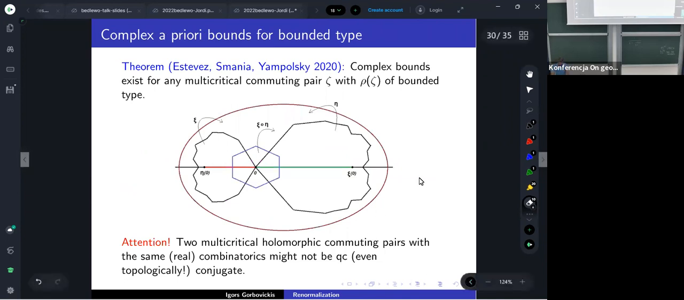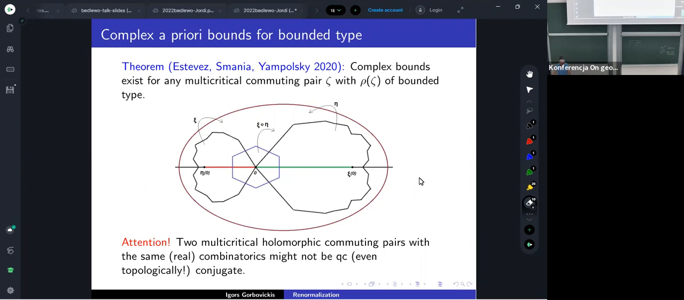So complex bounds in the multicritical case, in the case of rotation numbers of bounded type, were obtained quite recently by Esteves, Mani, and Yampolsky. And the statement is similar to the unicritical case. After a bunch of renormalizations, we have this extension to a multicritical holomorphic commuting pair.